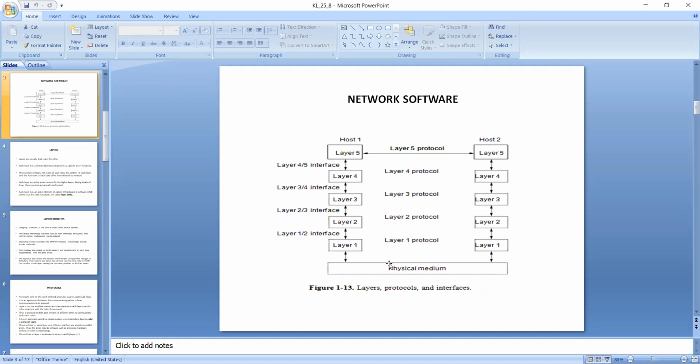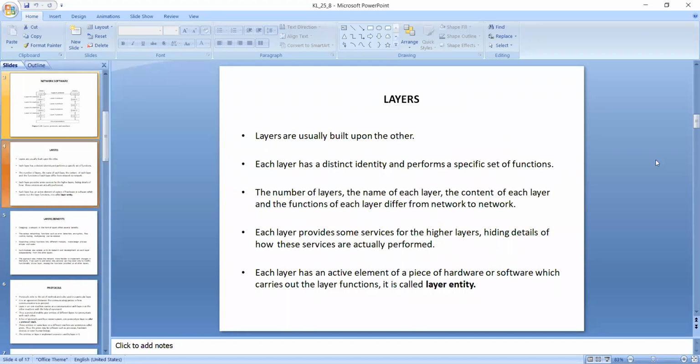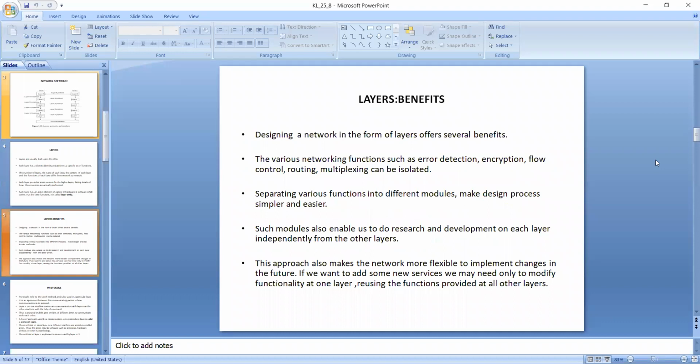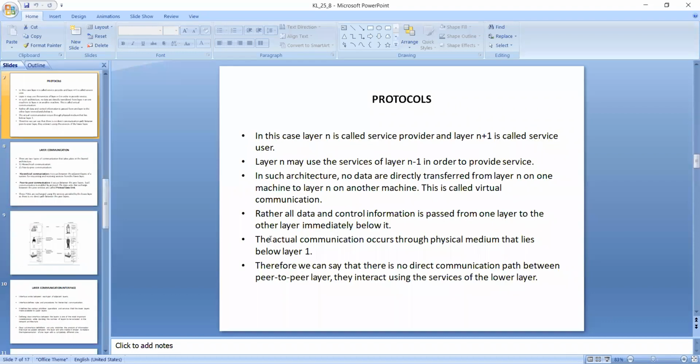After the data is communicated, it reaches the lower layer and again reaches the upper layer through the direct communication. Between the layers, direct communication takes place, and between the peers, the same layers of different machines, virtual communication takes place. There is no direct connection. So that is explained here.